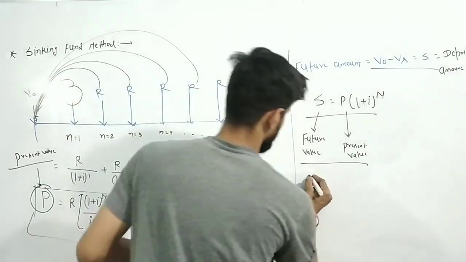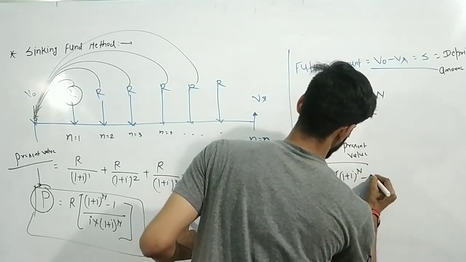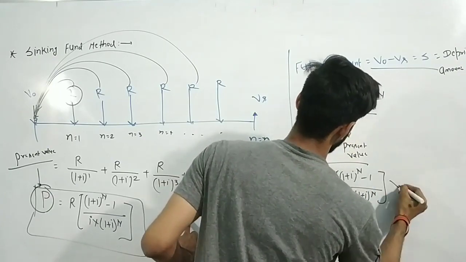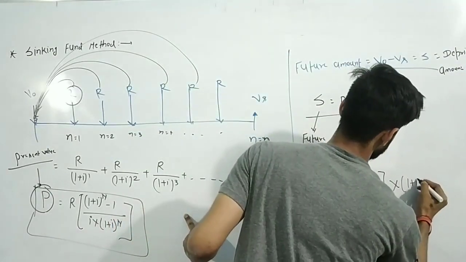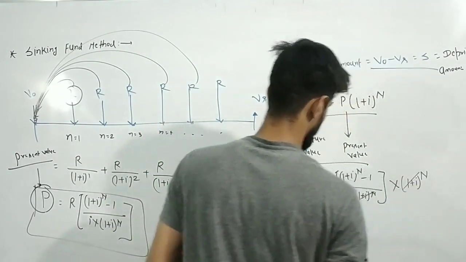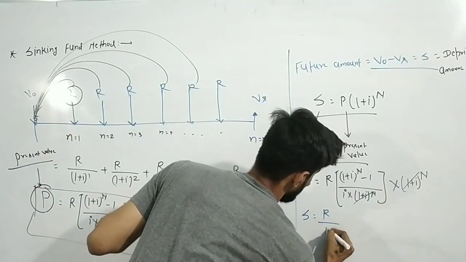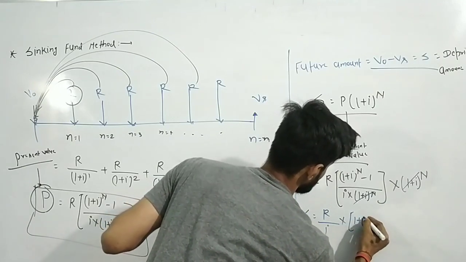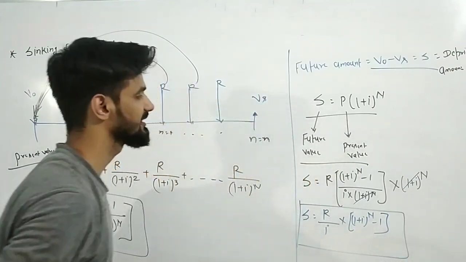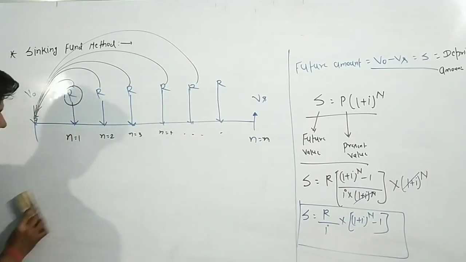So you can get S is equal to R into ((1 plus i) whole to the power n minus 1) upon i, multiplied with (1 plus i) whole to the power n, and multiplied with this (1 plus i) whole to the power n. If you do so, these two terms will get cancelled out, and after cancellation you will get S is equal to R upon i multiplied with ((1 plus i) whole to the power n minus 1). This formula you will get for the sinking fund method. So from there you can write this formula in a very concise way.